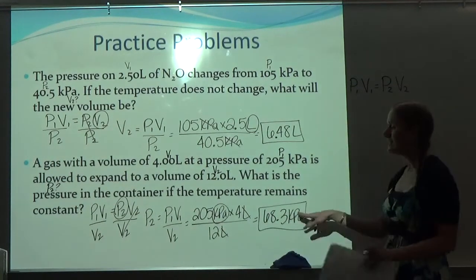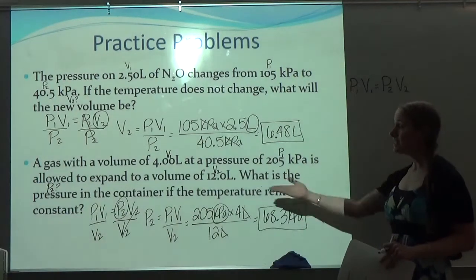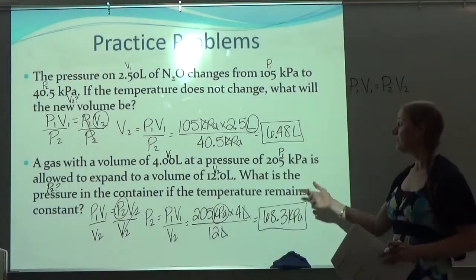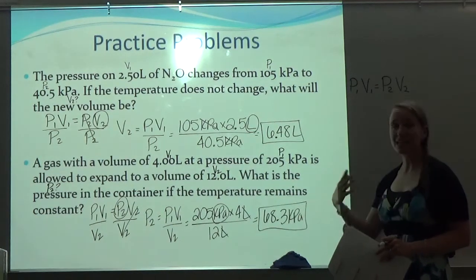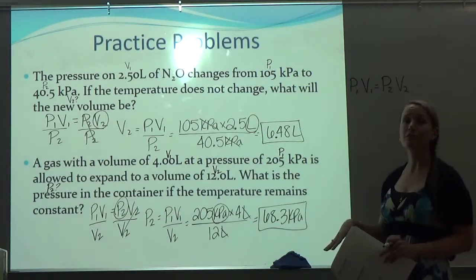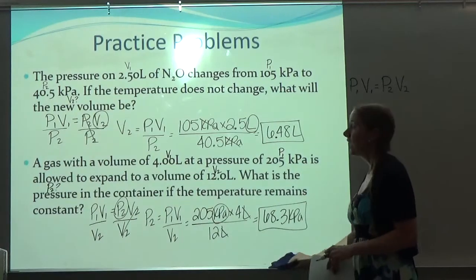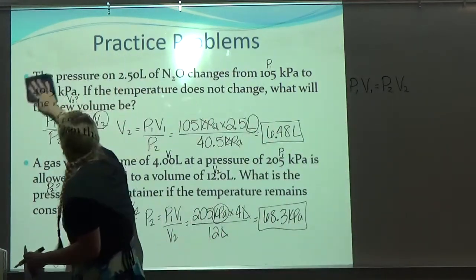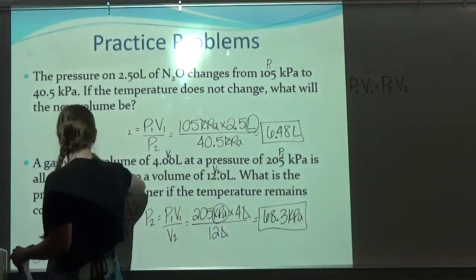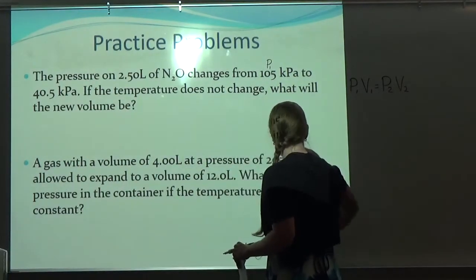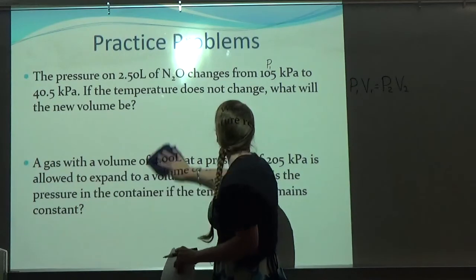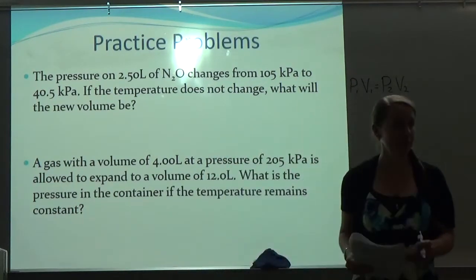So again, I didn't need to convert because they didn't specify a different unit of pressure. Now if they had said what is the pressure in torr, then I would have had to take my kilopascals and convert it to torr at the end. All right, so hopefully you got that one right. So let's move on. So that is Boyle's law. Remember, Boyle is the VIP, so volume is indirectly related to pressure.